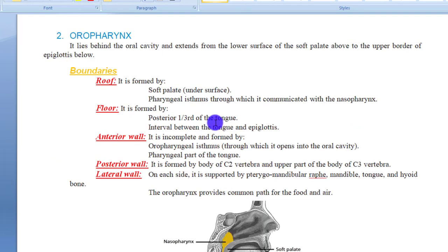Now the next is the oropharynx. The oropharynx is the subdivision of the pharynx. It lies posterior to the oral cavity.